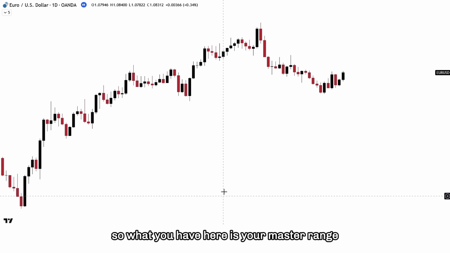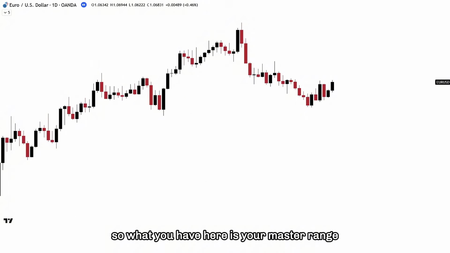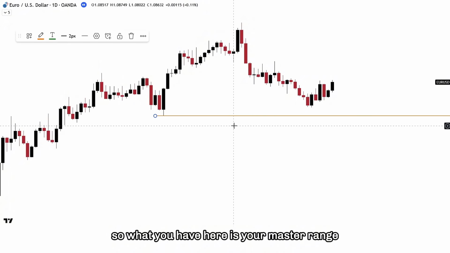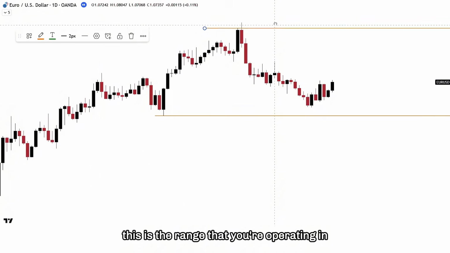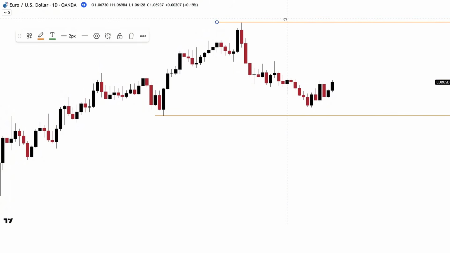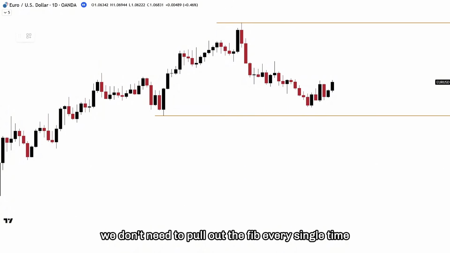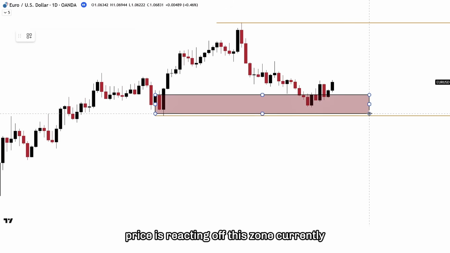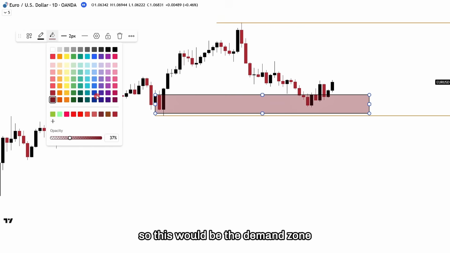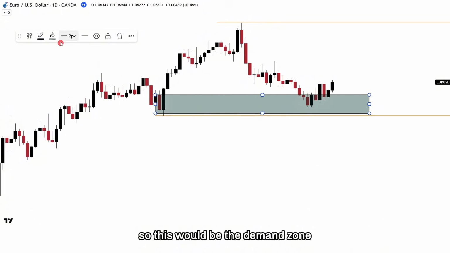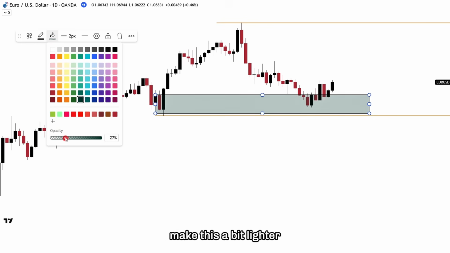So what you have here is your master range. This is the range that you're operating in. And if you go to the bottom quarter, again, we don't need to pull out the fib every single time. Price is reacting off this zone currently. So this would be the demand zone.